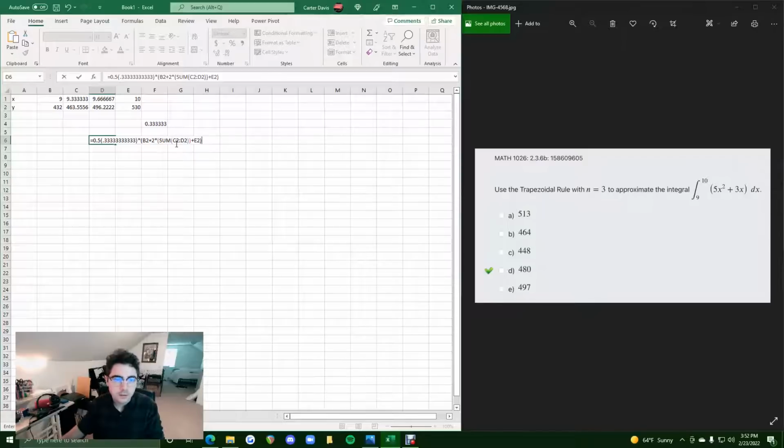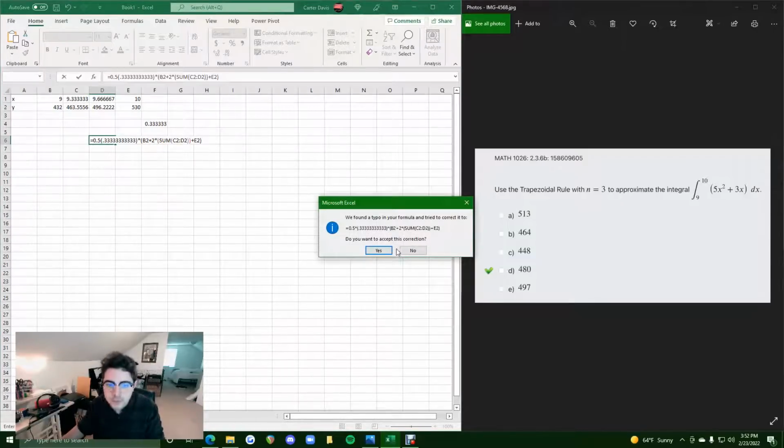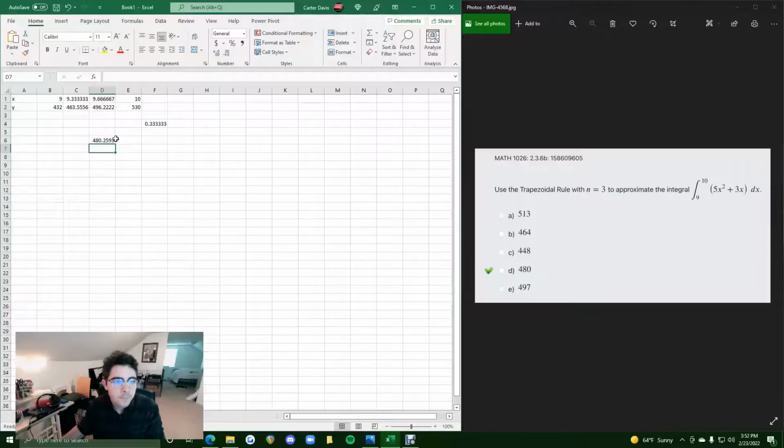So we close off the heights here, hit enter, and it found a typo. I think it was probably just, what was it? Oh yeah, I didn't use an asterisk right after that 0.5. Okay, so regardless, we hit yes, and that is 480 if we round to the nearest integer. And that's pretty much it.